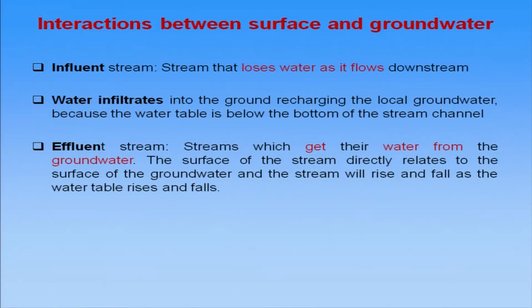So the surface of the stream directly relates to the surface of groundwater. The groundwater level or the water table is similar to the water level in the effluent stream, and the stream will rise and fall as the water table rises and falls.